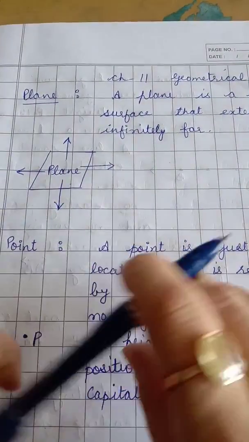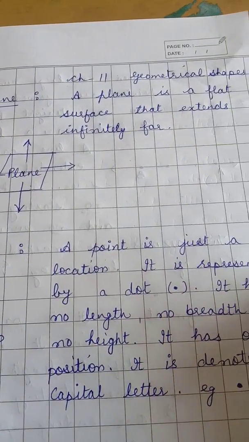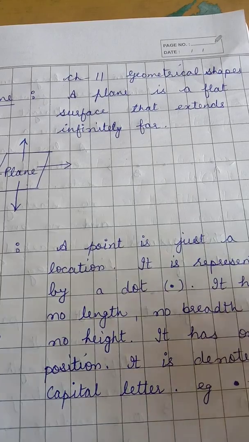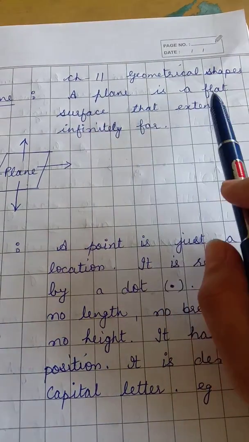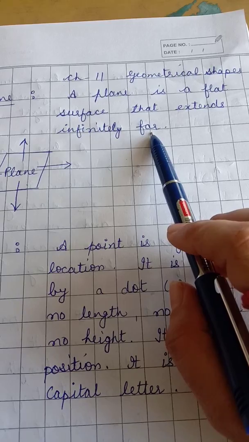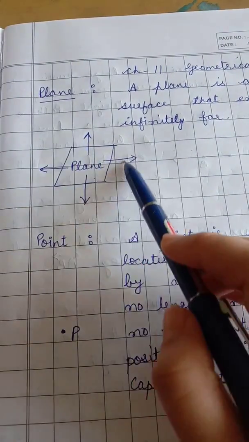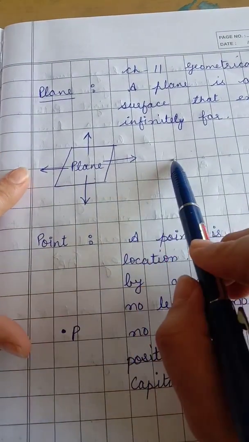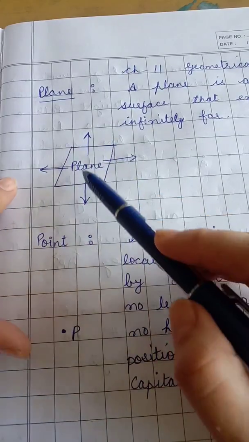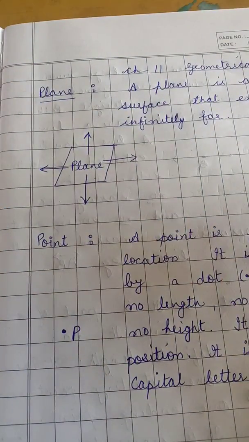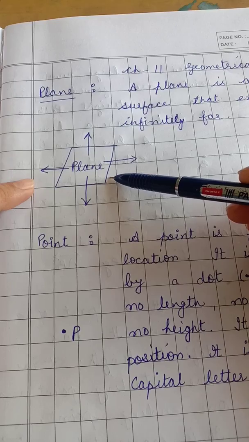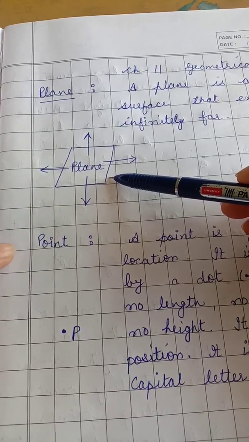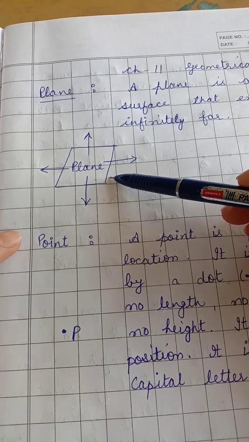First definition is plane. What is a plane? It is just a surface, a flat surface which can extend infinitely. Suppose this is a surface, I can extend it to the right side, left side, up, down. It can be stretched, I can stretch it to infinity in any dimension.